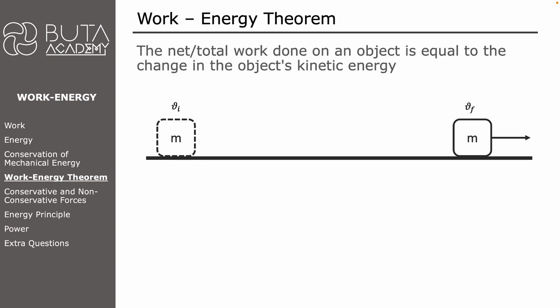The net or total work done on an object is equal to the change in the object's kinetic energy. Change in physics is denoted as delta. Thus, the net work done on an object is equal to delta of kinetic energy.